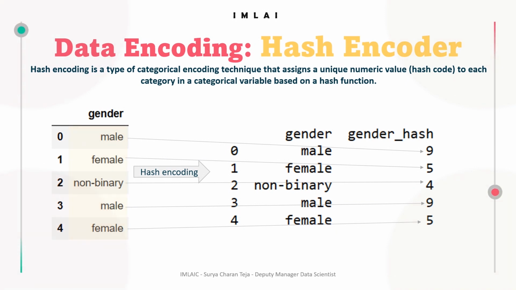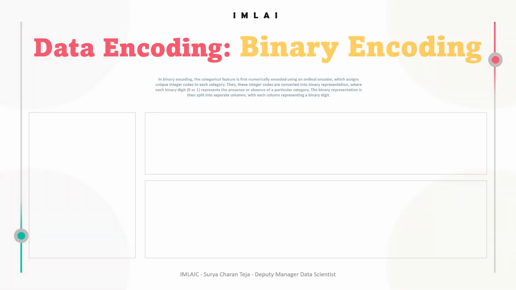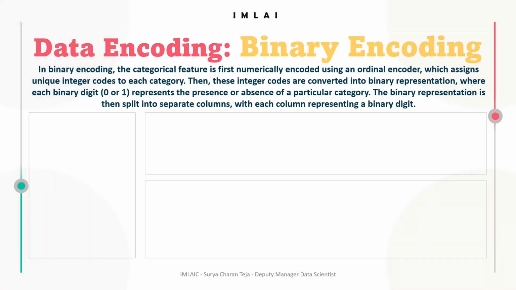So now let's look into another type of data encoding, which is binary encoding. Binary encoding is a data encoding technique used in machine learning and data analysis to convert categorical variables into binary representations that can be easily processed by machine learning algorithms. In binary encoding, each category is represented by a binary code, typically a sequence of zeros and ones, where each digit corresponds to the presence or absence of a particular category.